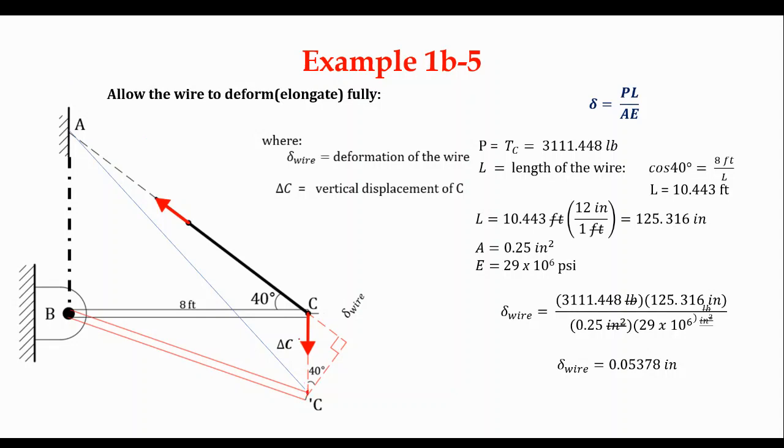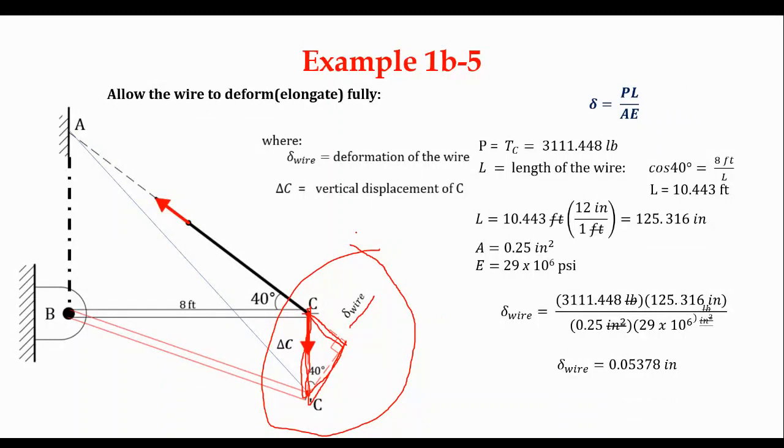If we draw the deformation triangle, the wire extends, and we call this extension the deformation of the wire. And point C has a vertical displacement. Therefore, the deformation of the wire and the displacement of point C form a right triangle. We will use that relationship later.